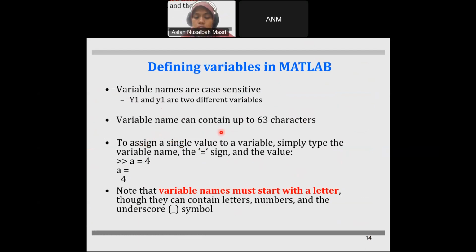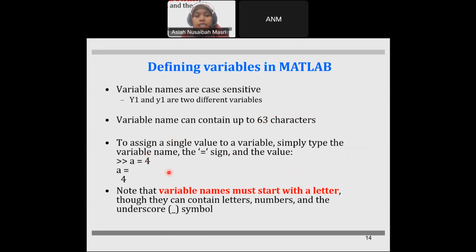A variable name can contain up to 63 characters. Let's say you want to make it very long. You want to define, for example, the age of my family member, my brother, equals to something. So you have a very lengthy definition. Yes, you can use up to 63 characters.